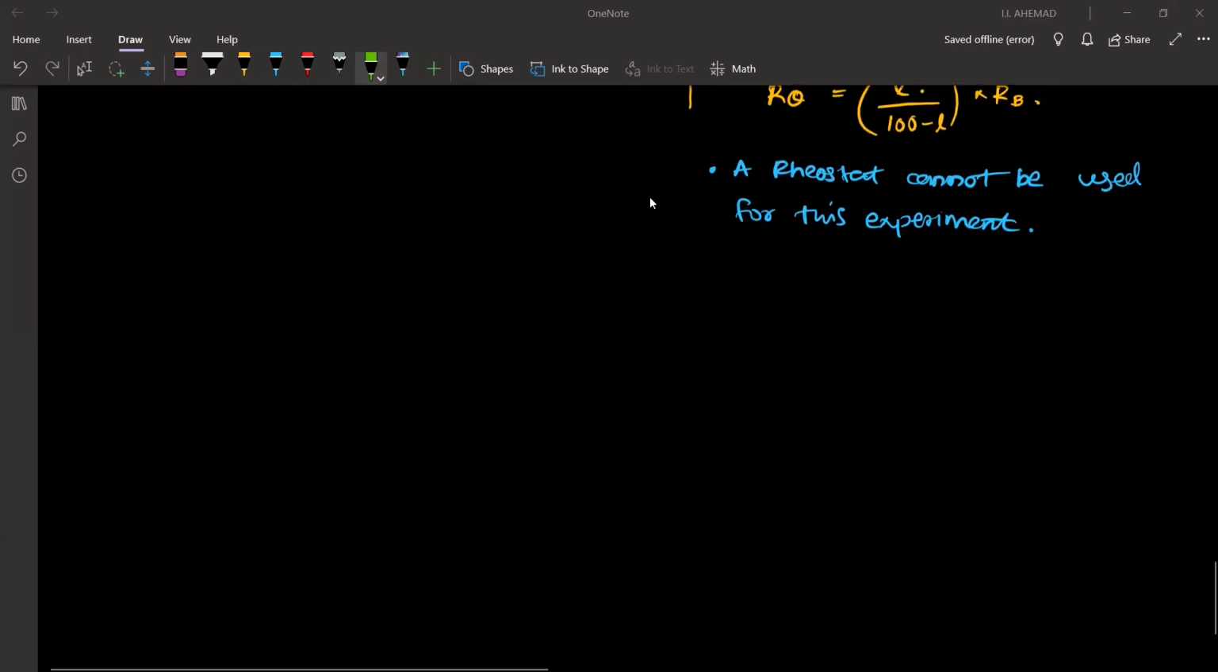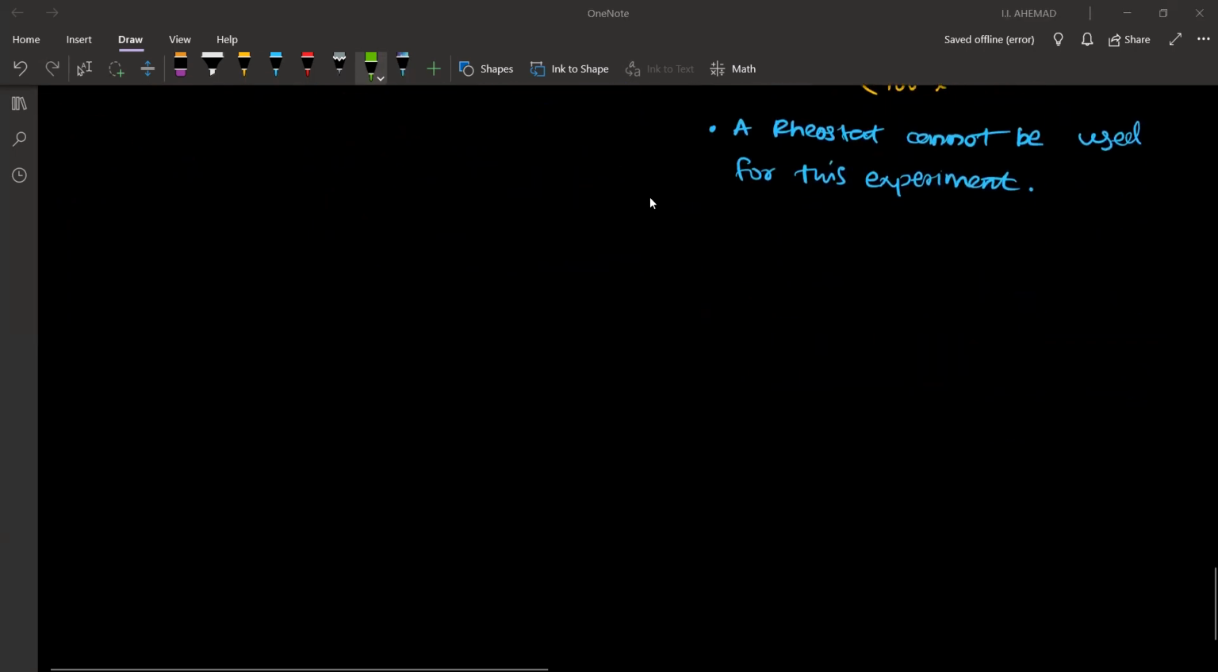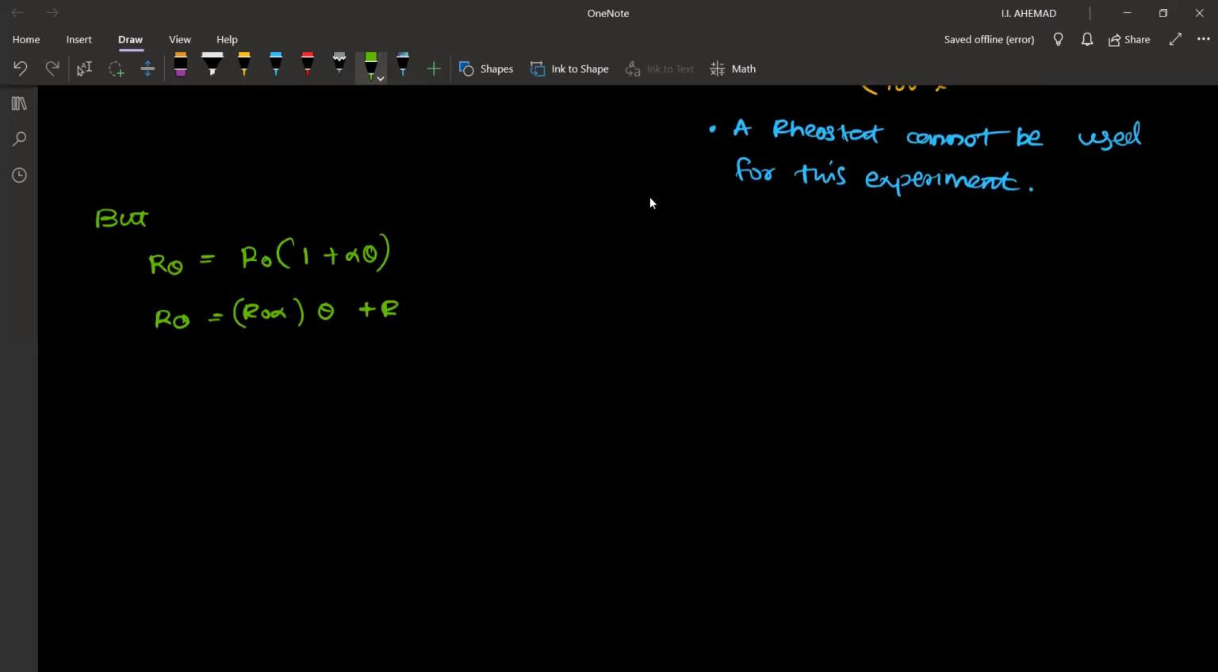Okay, and we also know that r theta is equal to r naught (1 + alpha theta). So here, r theta is equal to r naught alpha theta plus r naught. So this is in the form y is equal to mx plus c.